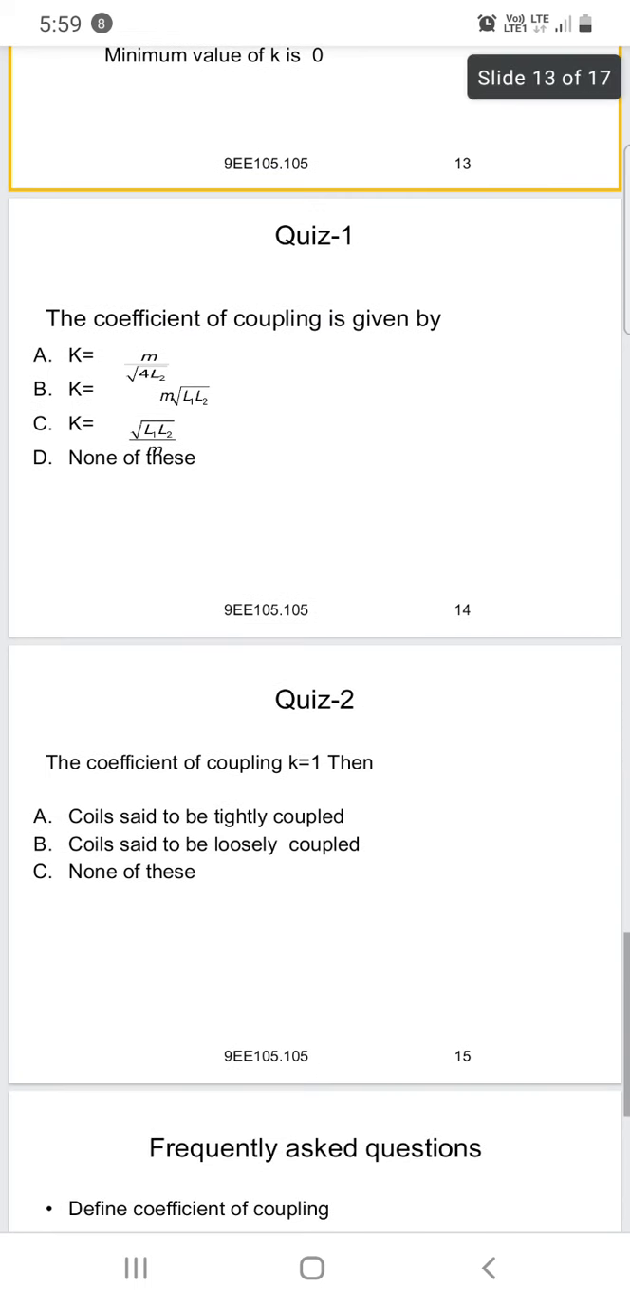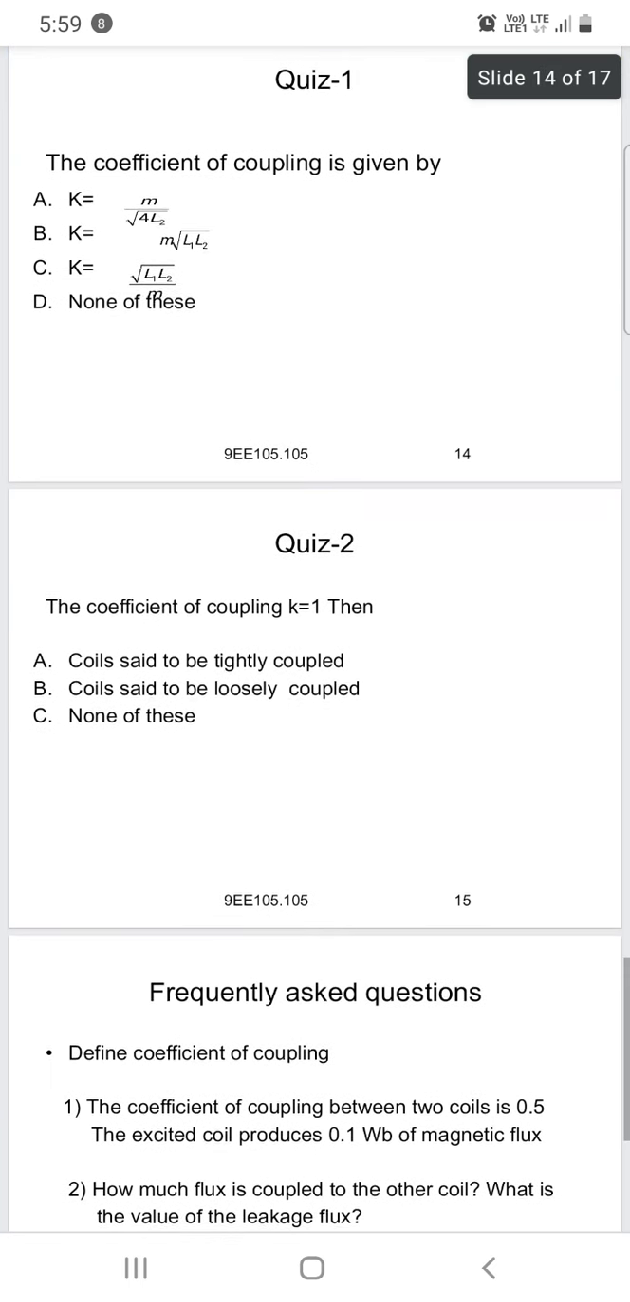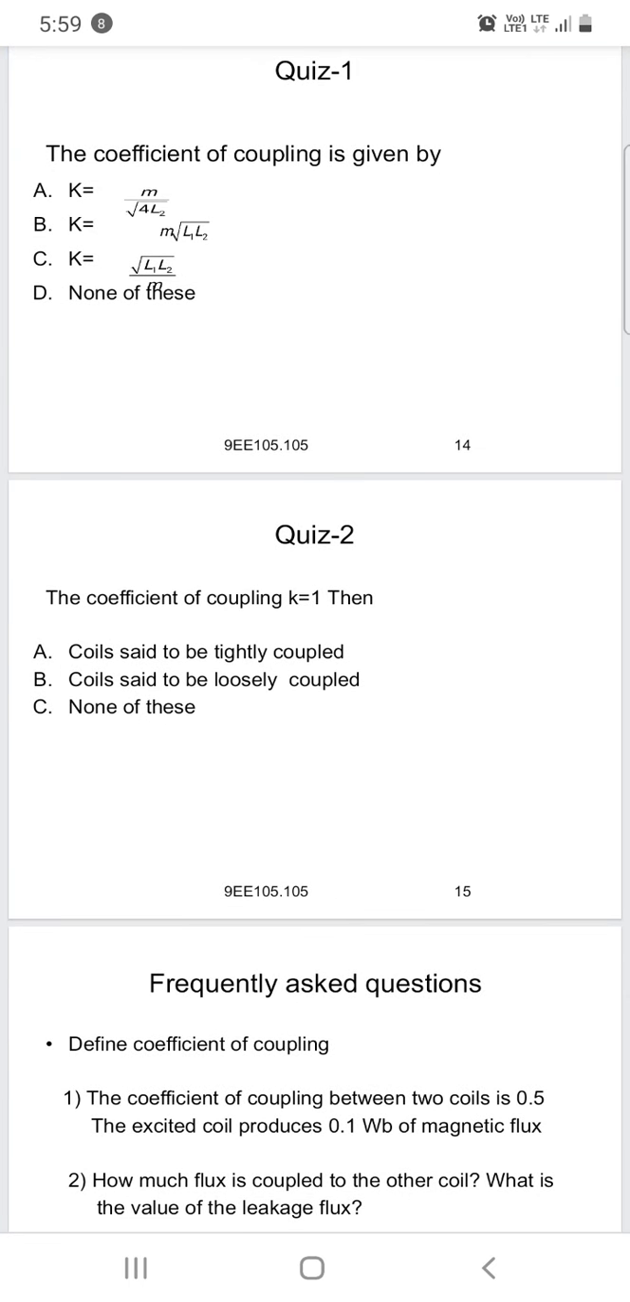Here is a question. The coefficient of coupling is given by: option A, K equal to M by the square root of L1 into L2; option B, M into the square root of L1 and L2; option C, the square root of L1 L2 by M; option D, none of the above. So here option B is the correct answer, M into the square root of L1 and L2.